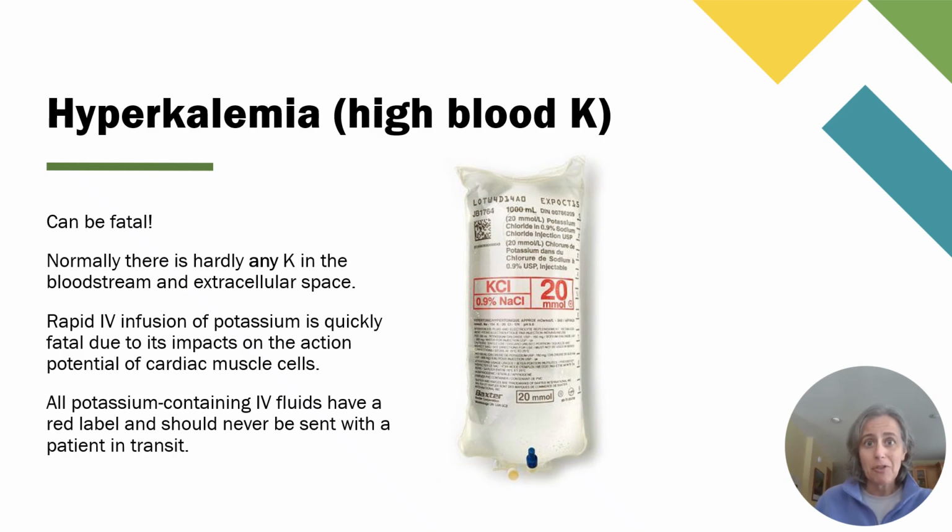Obviously, potassium concentrations are really important for the electrochemical gradient and for all of the things that happen during an action potential. There's normally so little potassium in the bloodstream, in that extracellular space, that if you rapidly introduce a whole bunch of potassium into the bloodstream, say through an IV infusion, IV fluids that contain potassium, like the one shown here in the picture, you can raise that extracellular potassium level way too high really quickly, and it totally messes up the ability of cells to send an action potential.